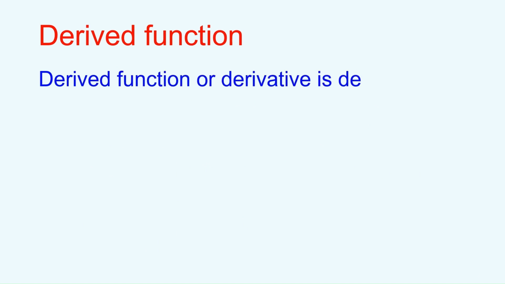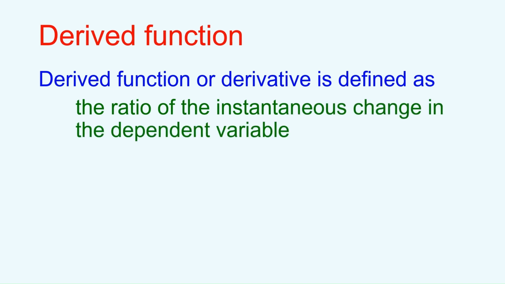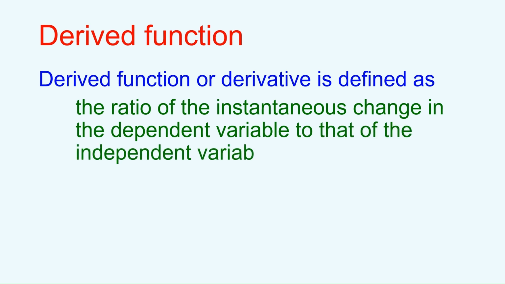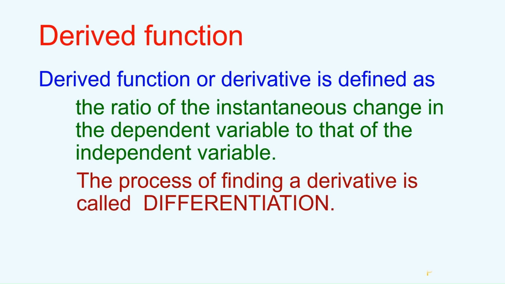Derived function, or derivative, is defined as the ratio of the instantaneous change in the dependent variable to that of the independent variable. The process of finding a derivative is called differentiation.